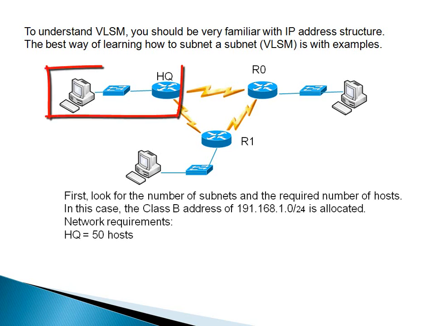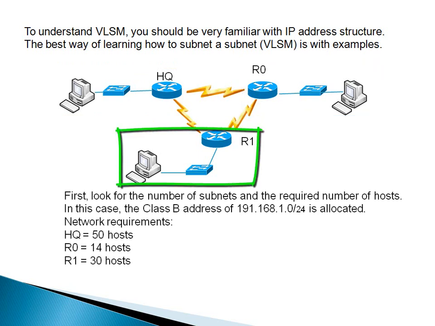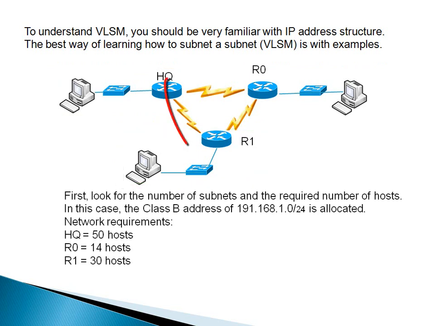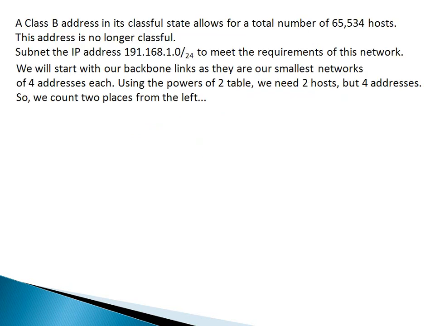Network requirements. The HQ router has a LAN that requires 50 hosts. Router 0 has a requirement for 14 hosts. Router 1 has a requirement for 30 hosts. And notice that we have 3 WAN serial backbone links with 2 hosts per network. A Class B address in its classful state allows for a total number of 65,534 hosts. This address is no longer classful.